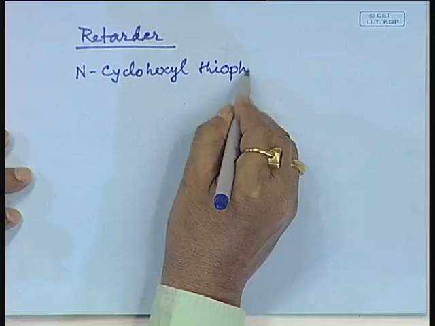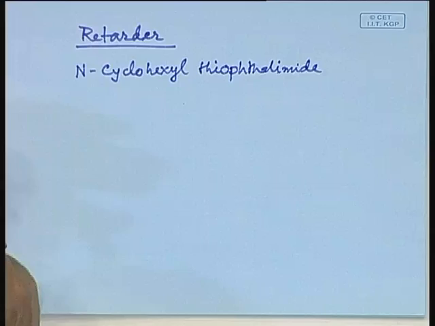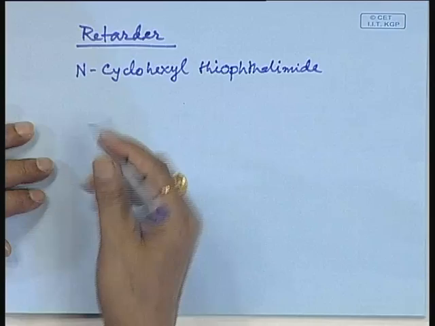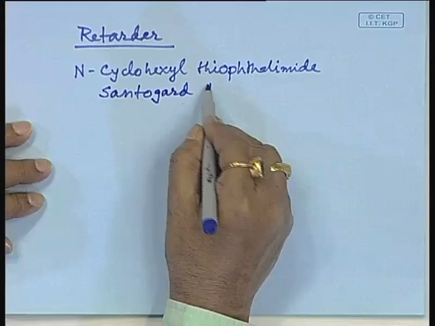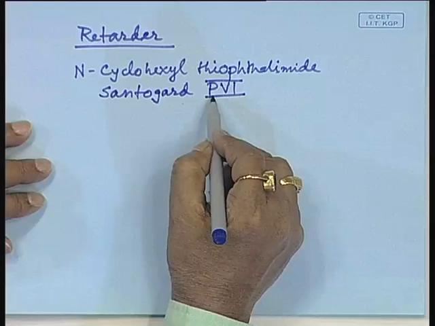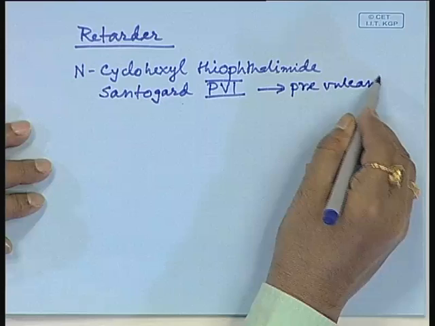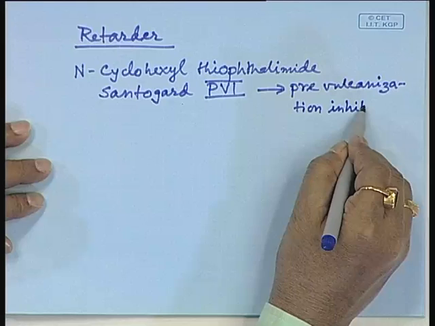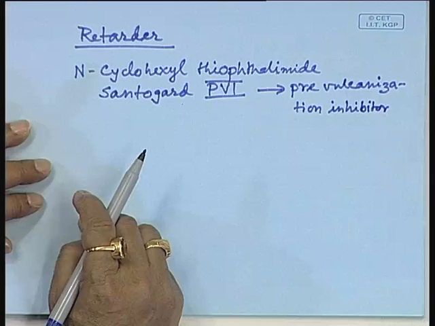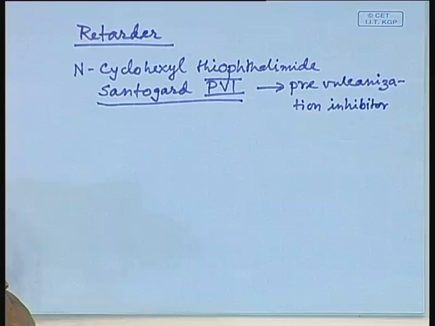This is a compound which is used for the retardation of vulcanization, or retarding the vulcanization reaction, and its trade name is Santogard PVI. You can say PVI, or P6. PVI, in other words, pre vulcanization inhibitor. Okay, this is the trade name of this compound, N-cyclohexyl thiophthalimide. There are certain other examples in subsequent slides, I will show you. So, this is about the curing system.